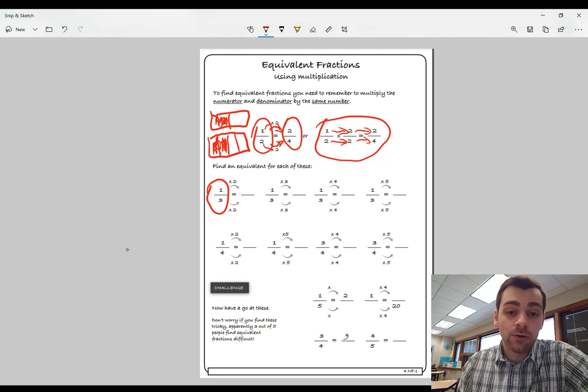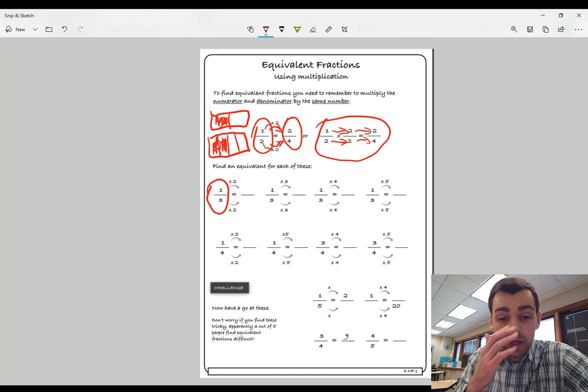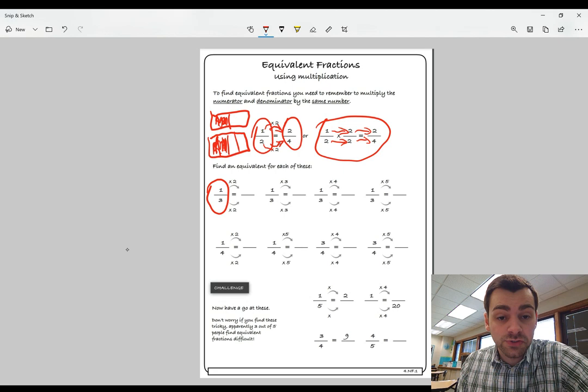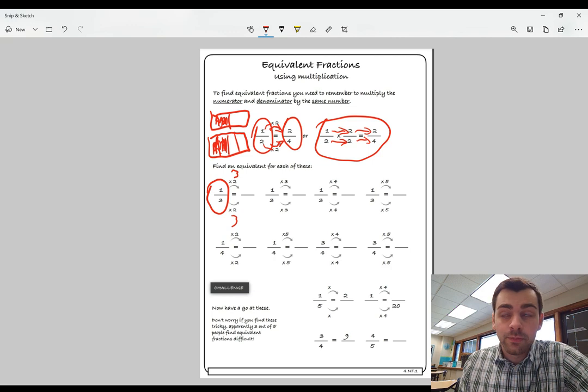Now, you don't always have to, obviously in this worksheet you do, but 1/3 has many equivalent fractions. You could multiply 1/3 by 3 if you wanted to. Or you could multiply 1/3 by 4, 5, 6, 100. You could pick any number, and as long as you multiply the numerator and the denominator by the same number, you will find a fraction that is equivalent to 1/3.